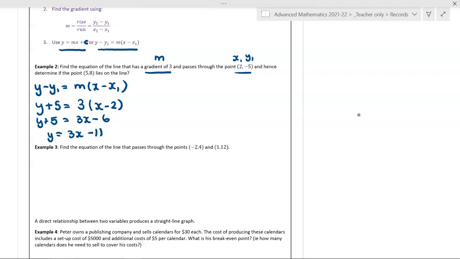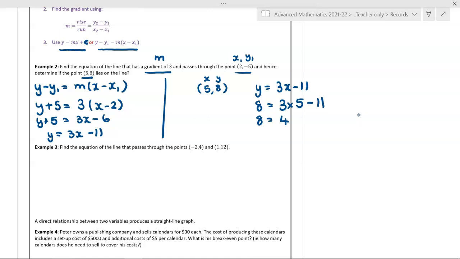So there's the equation. To determine if the point lies on the line, I sub it in. So I sub the point (5, 8) in as my x and my y and see if it satisfies that equation. So y equals 3x minus 11. So I'm asking the question, does 8 equal 3 times 5 minus 11? Does 8 equal 15 minus 11? 4. They are not equal. Not equal. Therefore, not on the line.